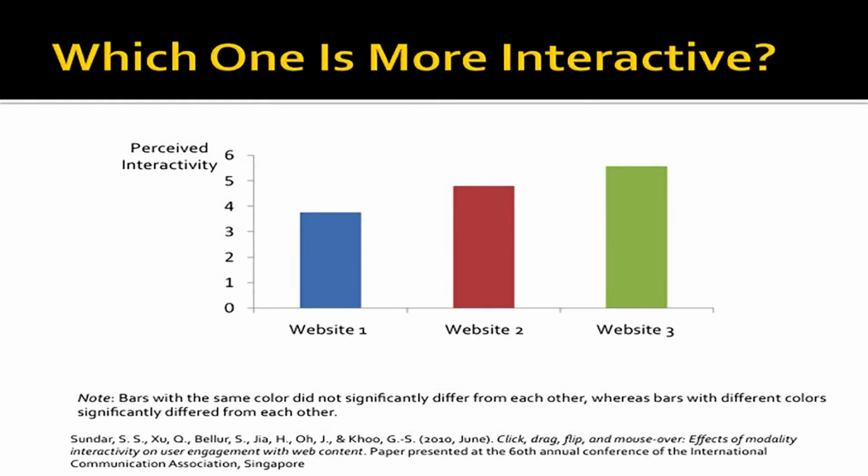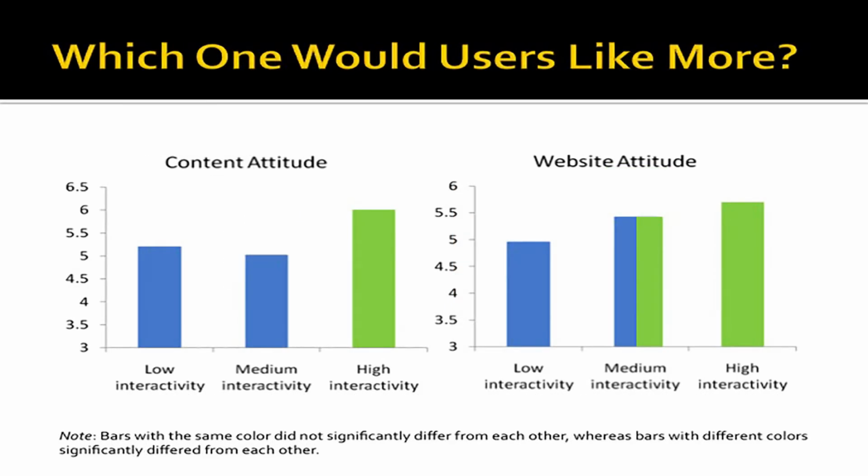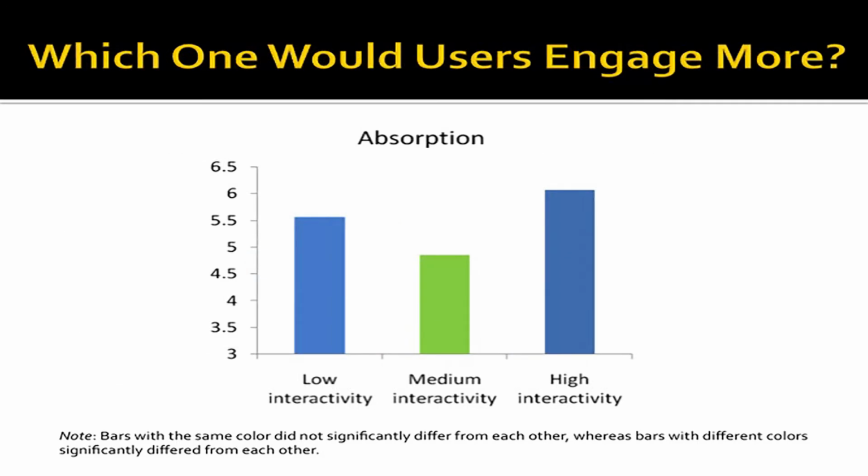As you probably have predicted, users rated the first website as the least interactive, whereas the last website as the most interactive. For the liking aspect, we discovered that the high interactivity led to the most favorable attitude towards the content. This favorability also transfers to their attitude towards the website in general. However, for engagement, the low interactivity website and the high interactivity website were pretty similar in their capacities to engage users. In contrast, the website with medium level of interactivity led to the least engagement.